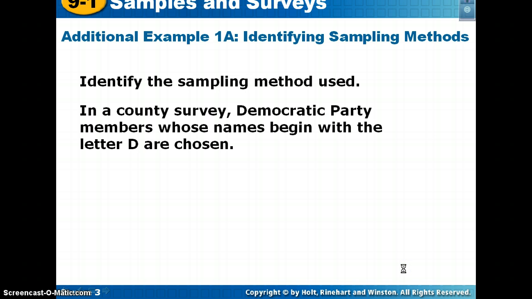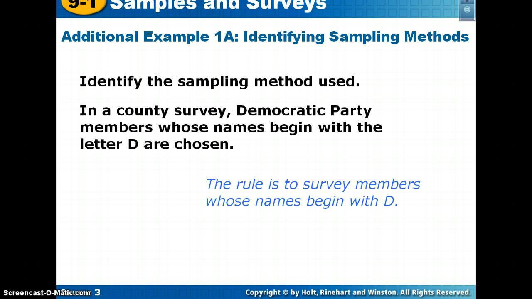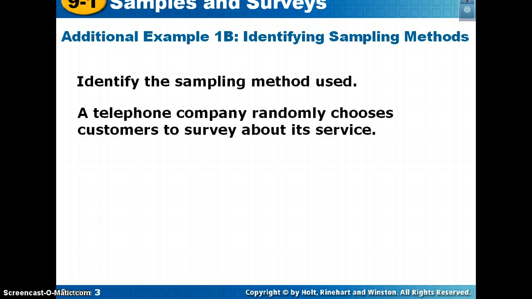Okay, we're going to identify the sampling method used here. In a county survey, Democratic Party members whose names begin with the letter D are chosen. What type of sampling method is that? They are following a rule to survey members whose last names begin with a D, so that one is systematic. They're following a rule. This one, a telephone company randomly chooses customers to survey about its services. What type of sampling method is that? If the customers are chosen by chance, that's just simple random sampling.